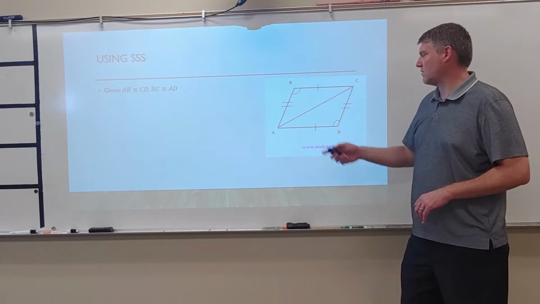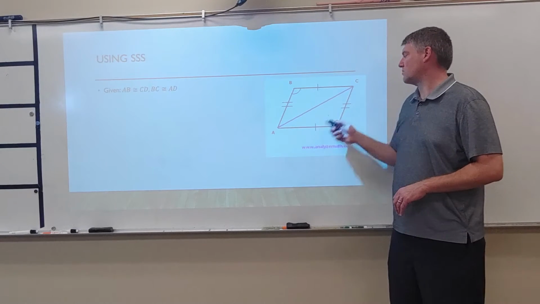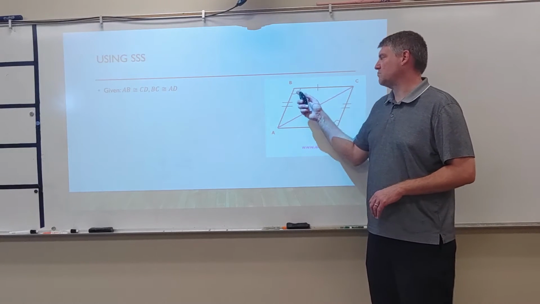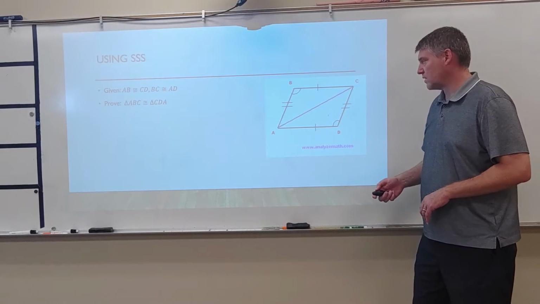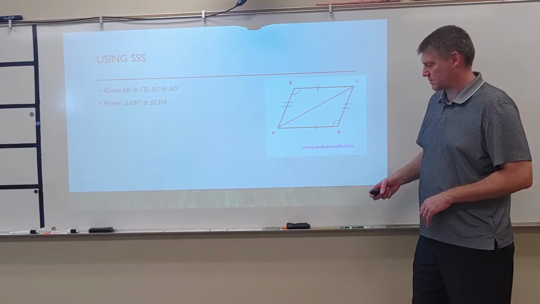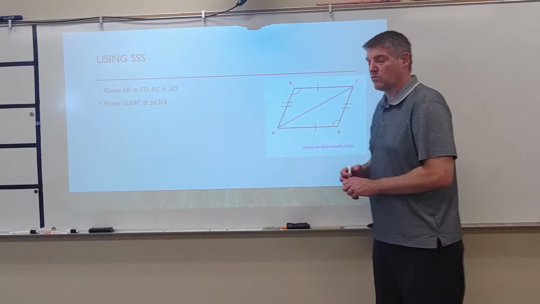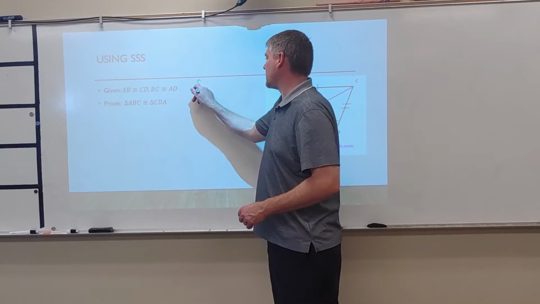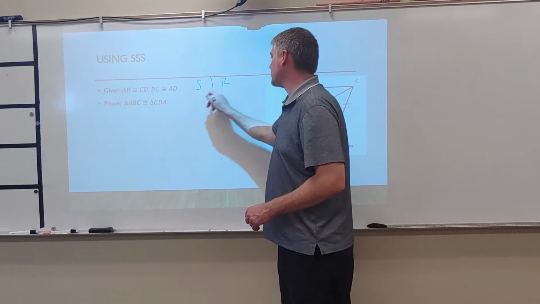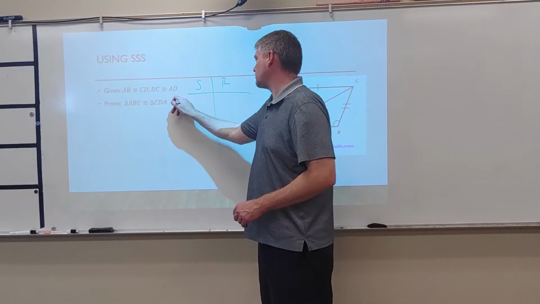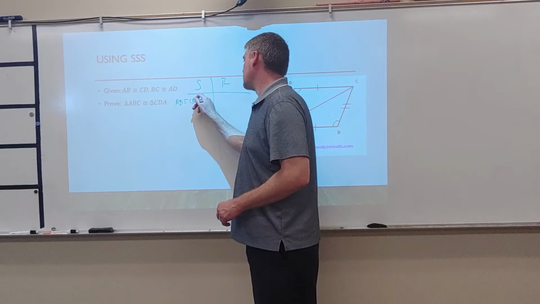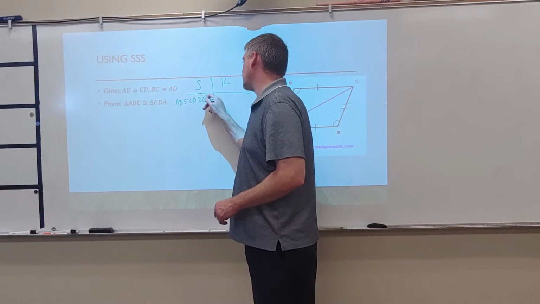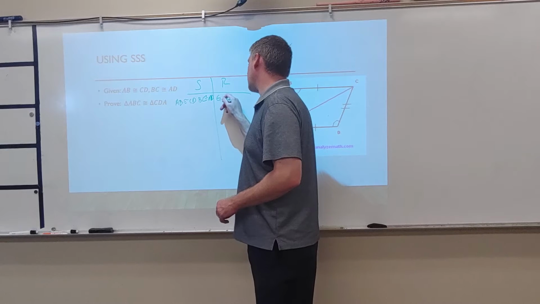So given side AB is congruent to side CD, BC is congruent to AD, I want to prove that these two triangles are congruent. Okay, so we're going to start with the two-column proof here. We have our statement, we have our reason. The first thing I'm going to do is write down my given: AB is congruent to CD, BC is congruent to AD, that is given.